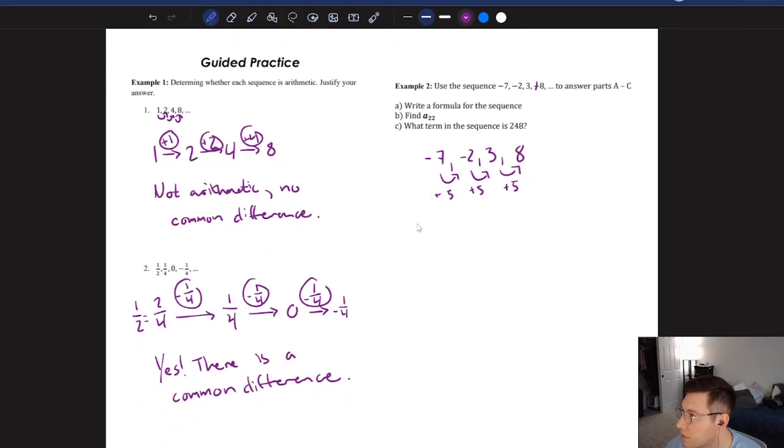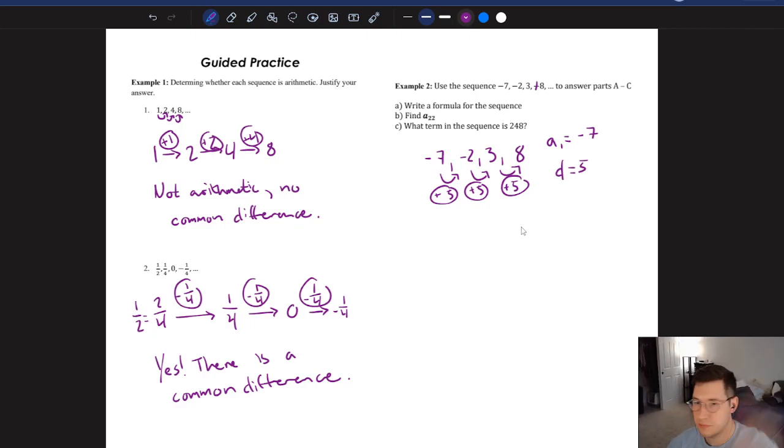And so I'm going to have the a sub 1, well, it's just whatever number shows up first in my list. And so that's going to be negative 7. D is going to end up being whatever I'm adding to each term to get to the next, and so that's 5. From here, I can start to build this equation. And so for part A, the general form, I'm going to have a sub n is equal to negative 7 plus n minus 1 times 5.